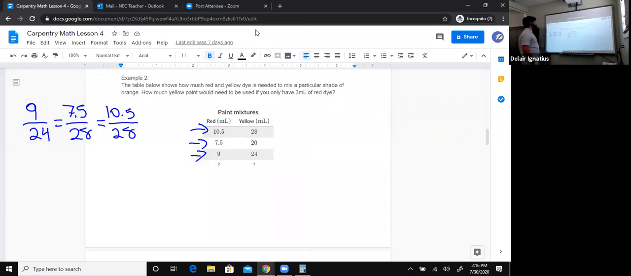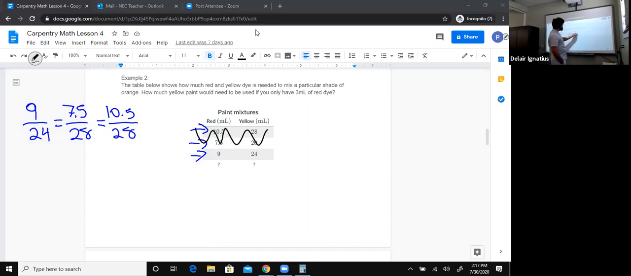Table below shows how much red dye and yellow dye is needed to mix a particular shade of orange. How much yellow paint would need to be used if you have 3 milliliters of red dye? So these ratios should be the same. If they're not the same, then you don't get the same mixture of orange. So let's change this question slightly. This is my bad. I didn't pay close enough attention as I was building these problems. So let's ignore these two.